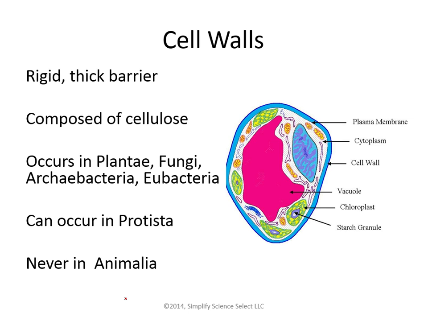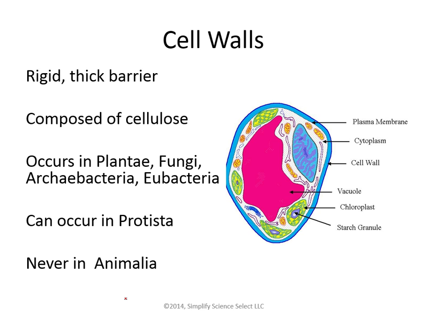Whether or not a cell has a cell wall can give us some clues too. The cell wall is a rigid, thick barrier that goes around the cell membrane. Now, some people frequently get confused that they have a cell wall instead of a cell membrane, and that's not the case. It's in addition to. It's made out of cellulose. So we always see cell walls in Plantae, fungi, Archaeobacteria, and Eubacteria. It can occur in Protista. Sometimes yes, sometimes no. Protista likes to be like that. Protista is always difficult. There's few things that are always true in Protista. It's all over the place.